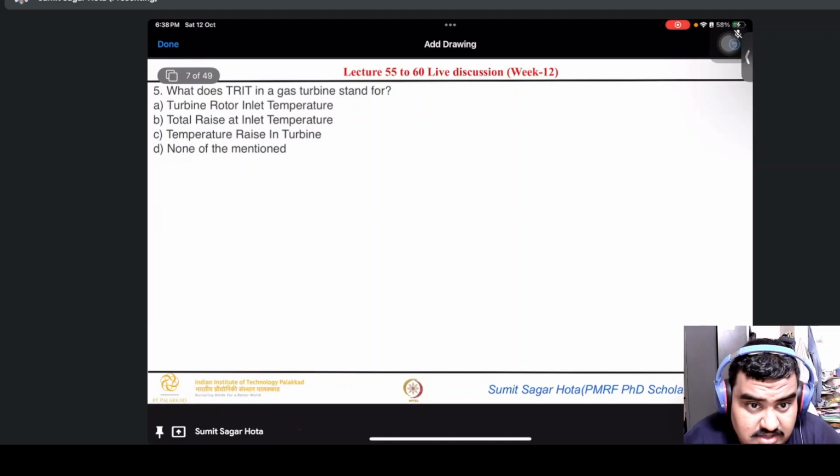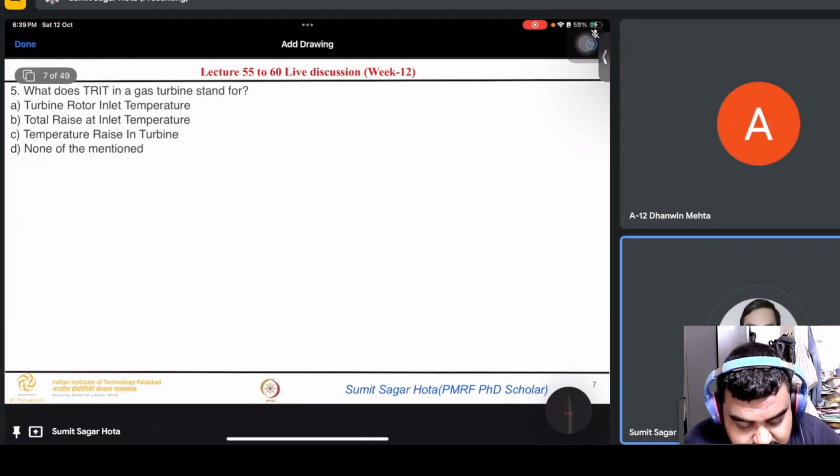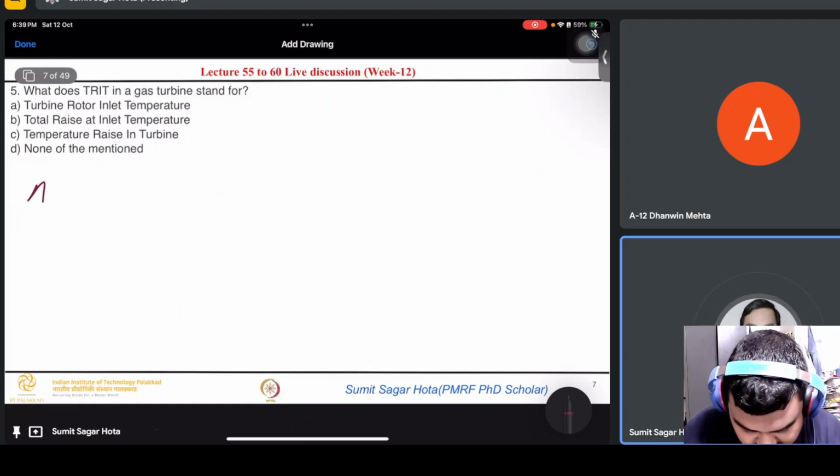Then, what does TRIT in a gas turbine stand for? It's turbine rotor inlet temperature. And what is TIT? It's turbine inlet temperature. So the answer to this question is A.